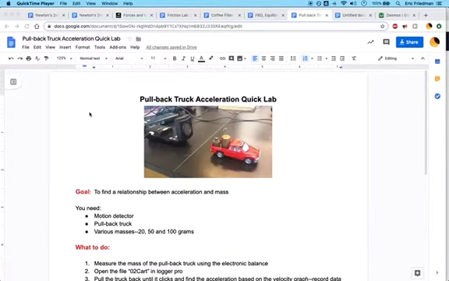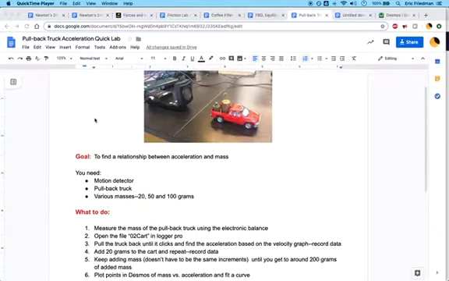This is going to be a follow-up to the Pullback Truck Acceleration Quick Lab. The goal for this lab was to find a relationship between acceleration and mass. That's always important to keep in mind when you're doing the lab. What are we trying to figure out? A relationship between acceleration and mass. When one changes, how does the other one change? That's what we're trying to do.